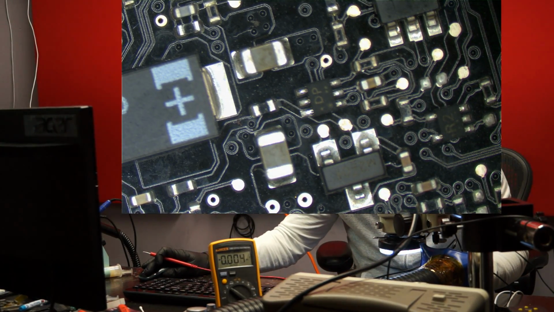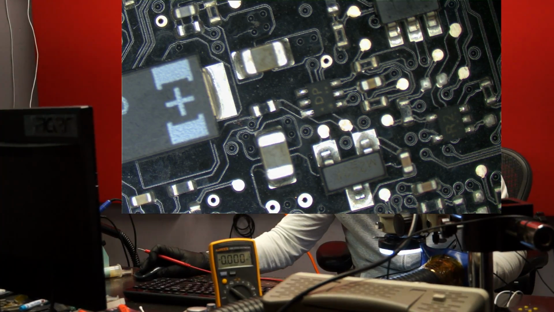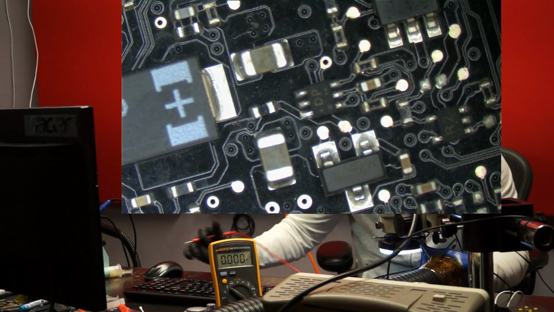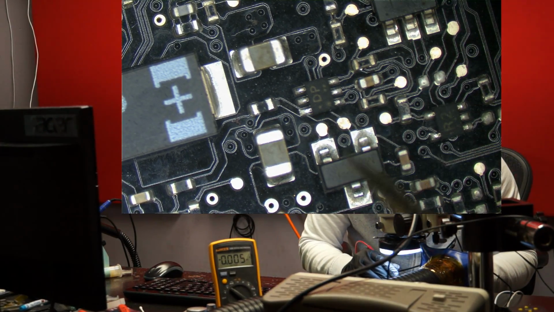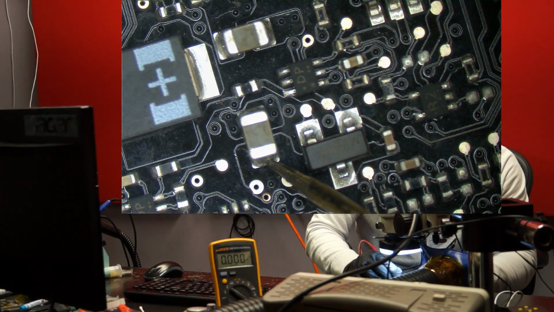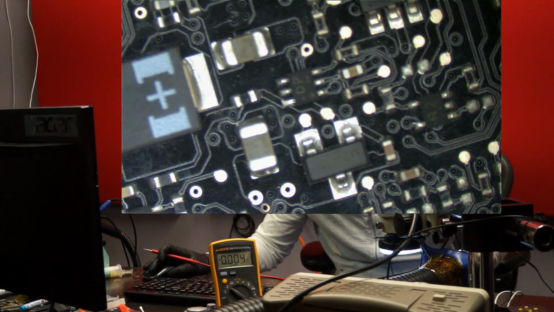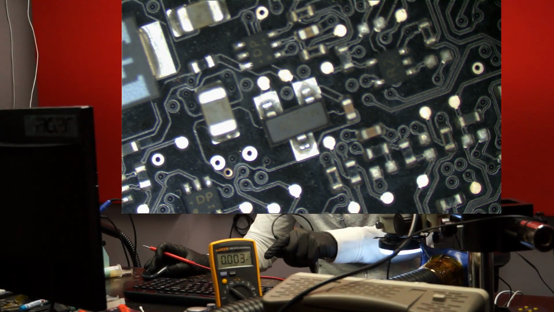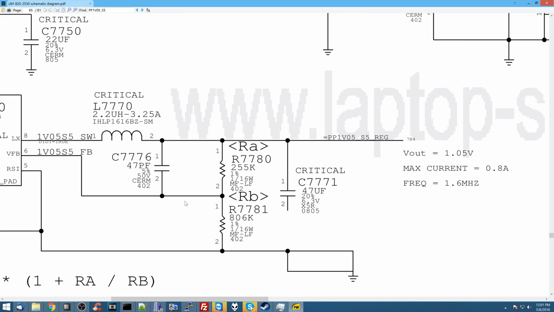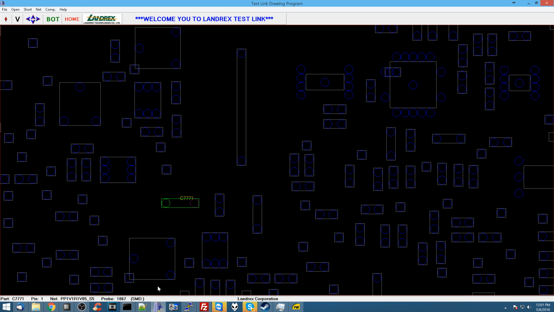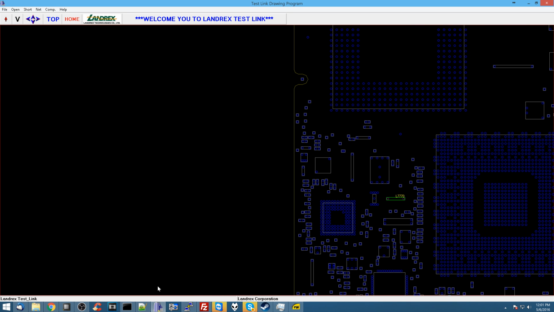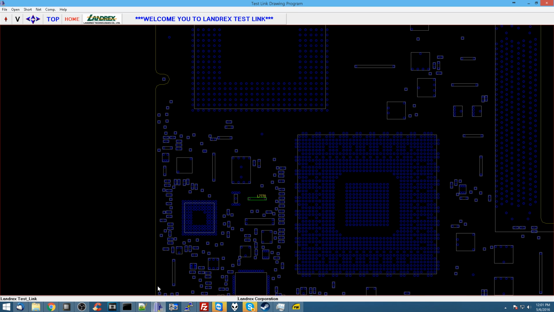Interesting. So PP1V05 is missing. Am I on the right place here? Let's see. Am I measuring right? How the hell can I have PP5VS3 without having this one? Let me just measure on the coil. Let me make sure I'm not losing it. I'm going to measure on L7770. Let's check L7770. We're going to check right here, right by the MCP itself.